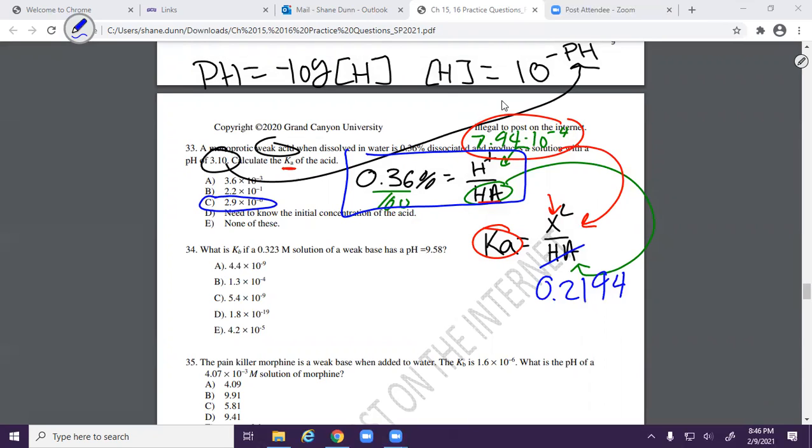Okay, you guys got it? Yes, because your X value is always going to be equal to your concentration of your H's for Ka. If we're dealing with a Kb, what would your X value be theoretically then? Concentration of what for bases?